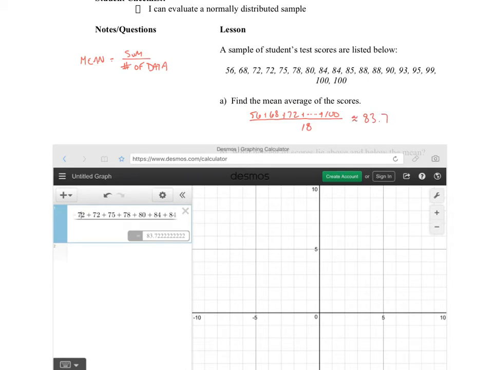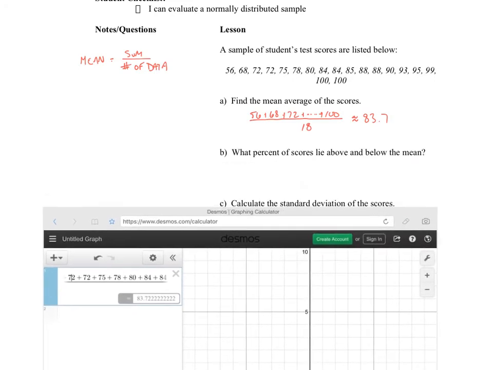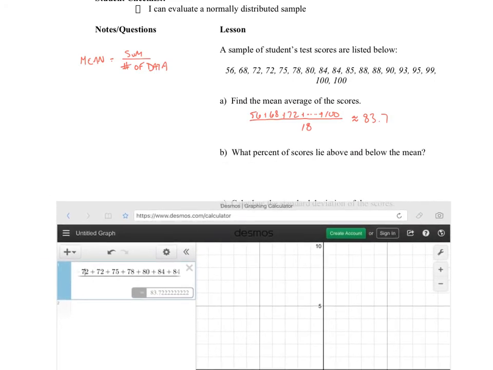And we'll say approximately. All right, so the second part of this question says what percent of our scores lie above and below the mean? So we've got a mean, we've got 83.7, which is the average of all of our scores if we add them up and divide by the number of scores. And if I draw that line right here, that's where that line would be, right? My question is, what percent of my scores are below that, and what percent of my scores are above that? That's the question here.